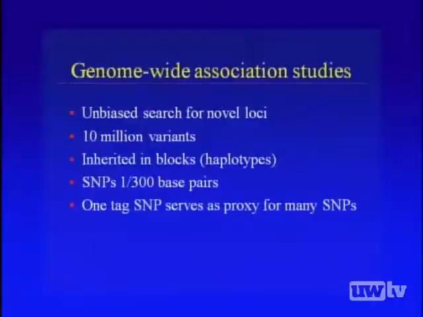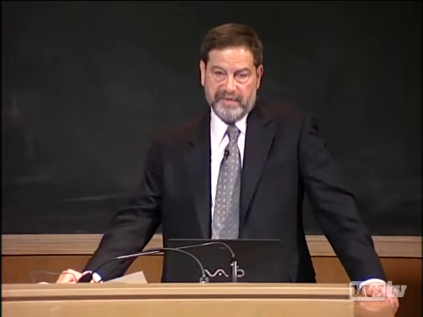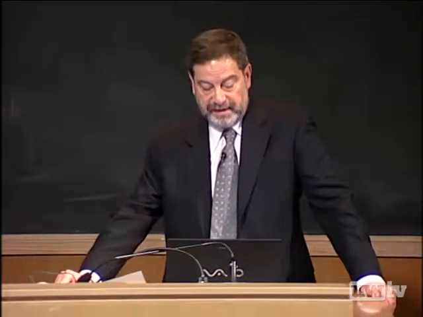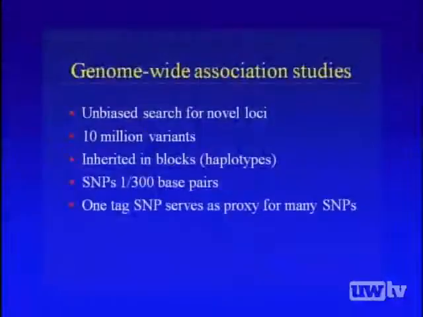So genome-wide association studies represent an unbiased search for novel loci. It's also described as an agnostic approach because it doesn't require any real thinking or planning up front in terms of knowledge of biology. There are about 10 million variants in the human genome, and they're inherited in blocks or haplotypes. And there's thought to be one single nucleotide polymorphism for every 300 base pairs.